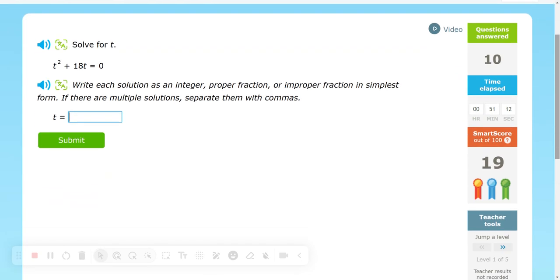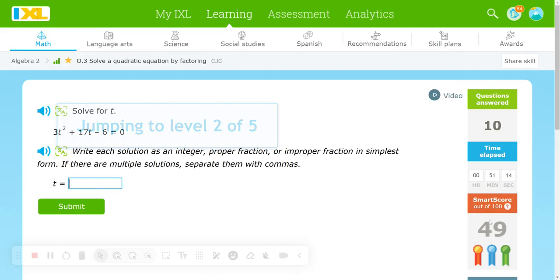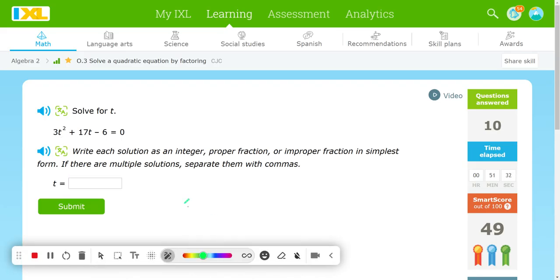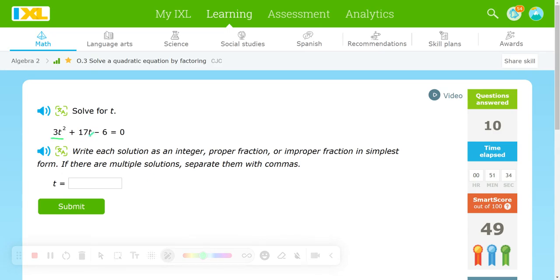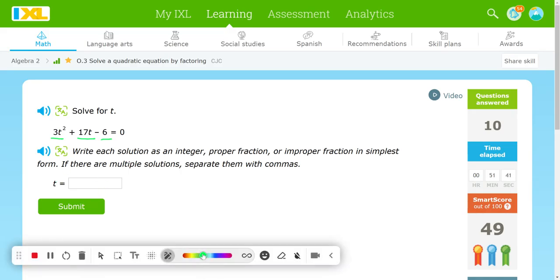So let's go to the next level, level 2. Here we go. So now, the equation has three terms. Pay attention over here. The three terms, you see how they lay out? The variable squared should be the first term, and then the variable, and then the constant. It has to be in this order so you can identify A, B, and C.